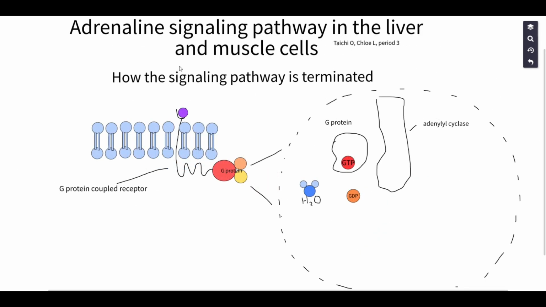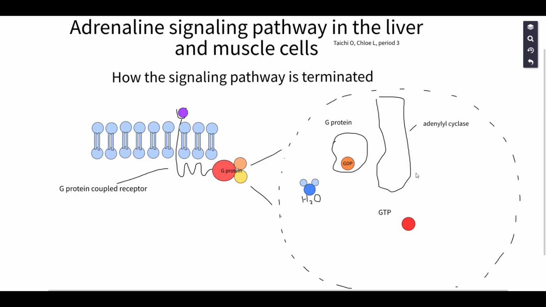How is the signaling pathway terminated? There are actually two methods of termination. The epinephrine signal transduction pathway can be terminated by self-inactivation of the G protein, and it does this by taking a water molecule and hydrolyzing the GTP that is bound to it. Under hydrolysis, the GTP turns into GDP, inactivating the G protein as well as the target protein adenylyl cyclase, which in turn reduces the production of cAMP.